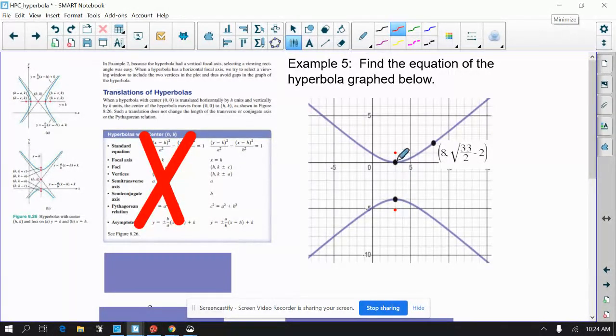The foci are c away from the center. I don't know what they are. I may not even need them, but the vertices are important because they're a away. And if this is the center, then this vertex is 2 away. In fact, both vertices are 2 away. So a is 2, which means a squared is 4. I'm going lightning fast. I have h and k, which is the center, and I just found out a. So that means I know a squared. The only thing I need to find is b squared.